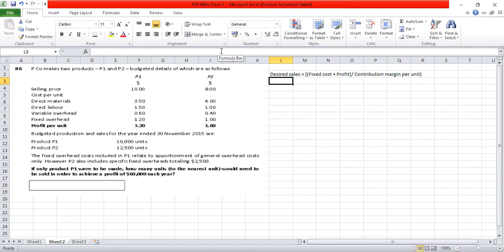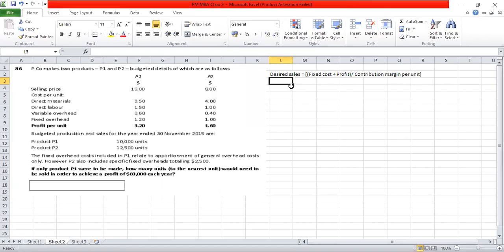Let's write the formula. What's the profit they want to earn? 60,000. So that part of it is clear. 60,000 is the profit which they want to earn. And then the fixed cost part of it. Let's first find out the total fixed cost in both situations, that is, for product P1 and product P2. Fixed overhead costs are given as 1.2 for P1 and 1 for P2.